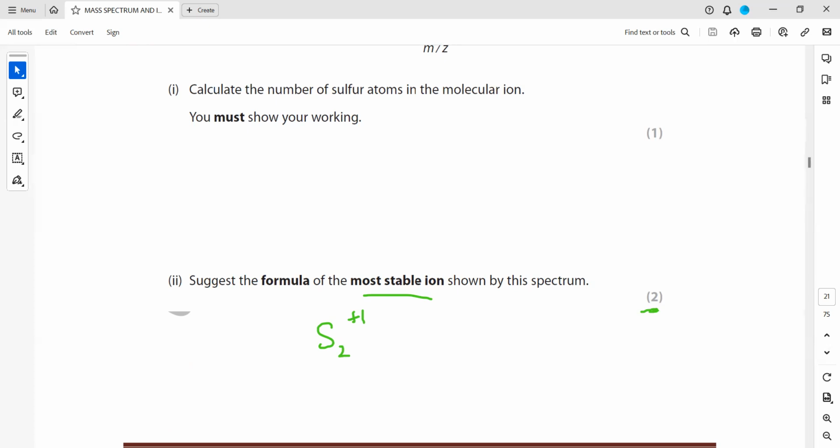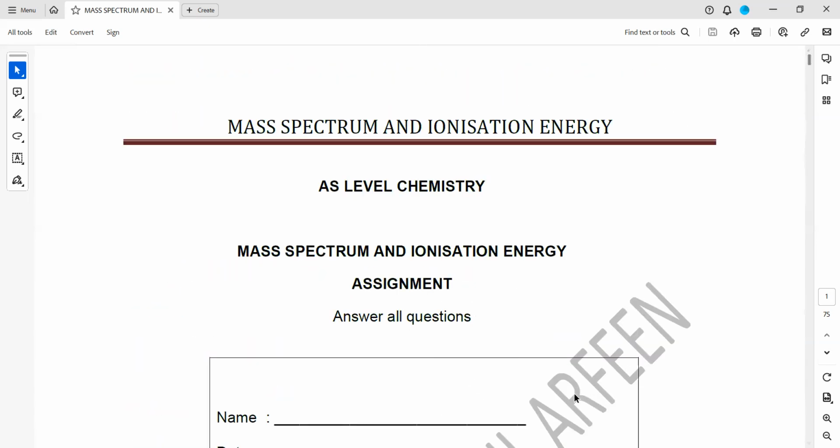So this was question 21. We did questions 19, 20 and 21 from mass spectrum and ionization energy. Any question or doubt related to the session today? We started a new topic, which was about groups 2 and 7. Group 2 we completed. Next session we'll do group 7.